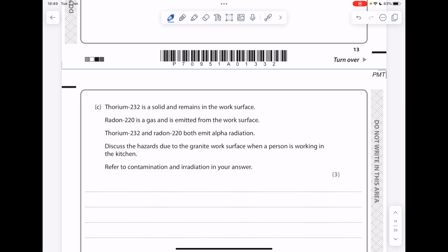Thorium is a solid and remains in the work surface. Radon is a gas and is emitted. They both emit alpha radiation. Discuss the hazards due to the granite work surface when a person is working in the kitchen. Refer to contamination and irradiation in your answer.